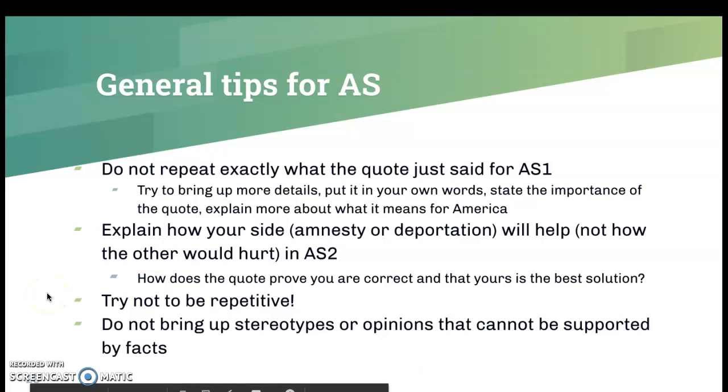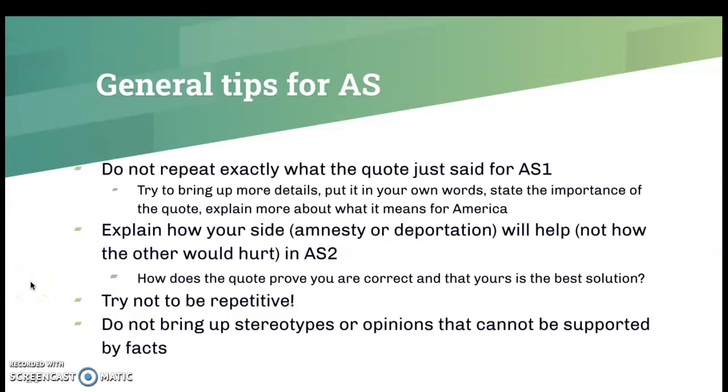So general tips for your analysis. Try not to repeat exactly what the quote just said for AS1. Do any of these things down here. If you're stuck, look back at this slide. But again, don't try to repeat it word for word. For AS2, make sure you're explaining how your side helps, not how the other side hurts. Why your side is best, not why the other side is the worst.